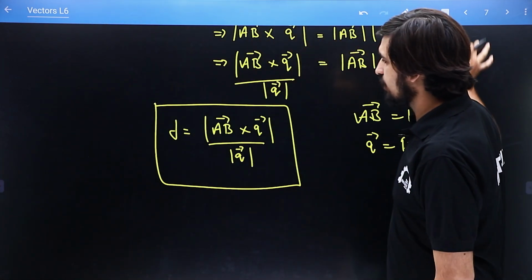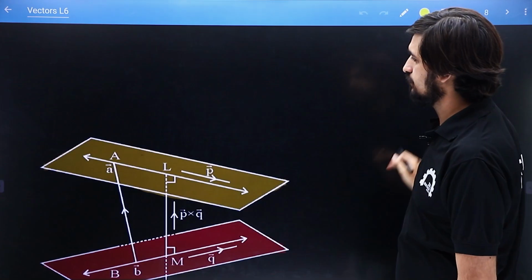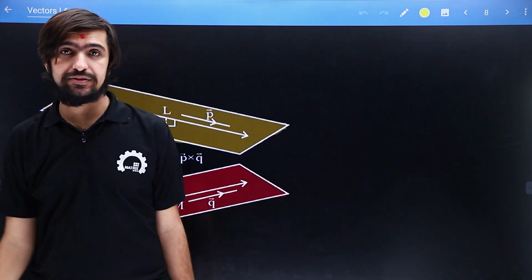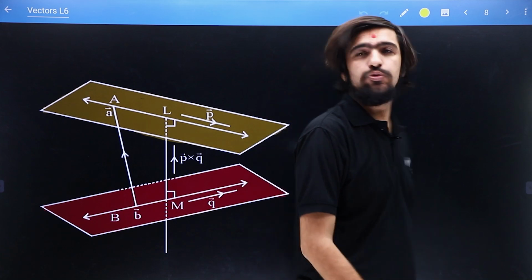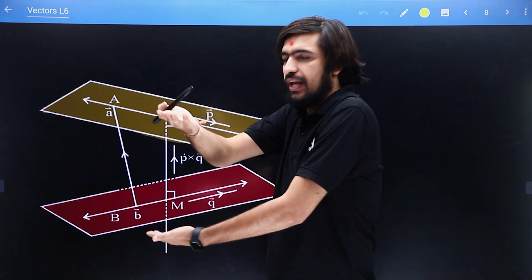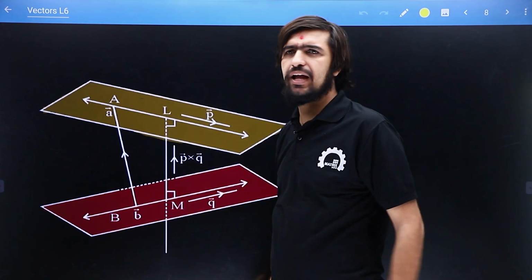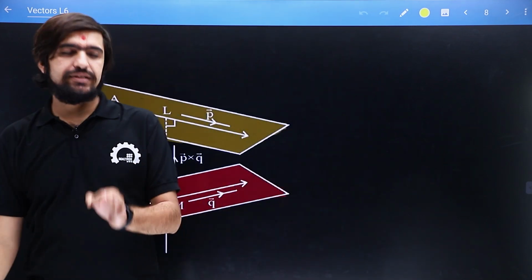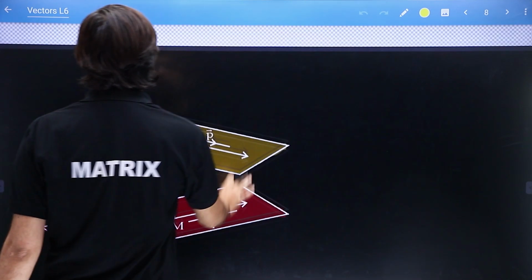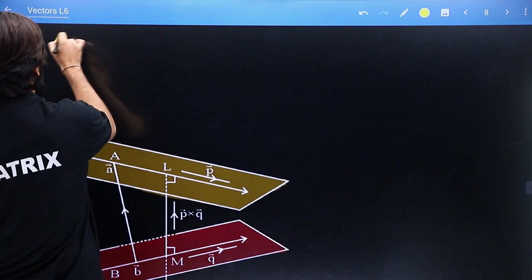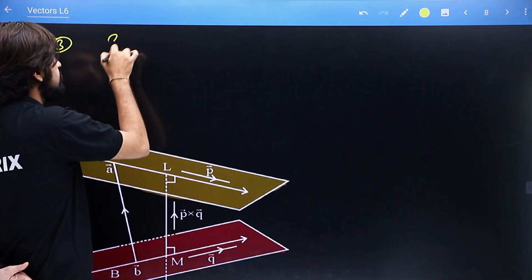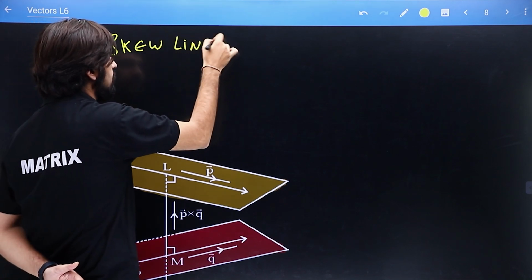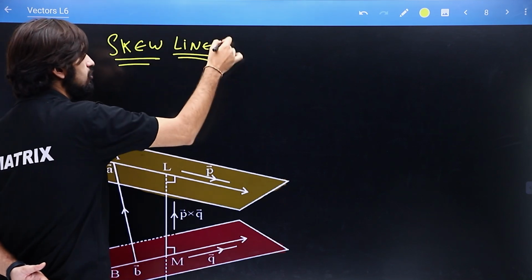Now the problem starts from here. What if the lines are like this? These are two different planes. You can take two copies, put them like this, and rotate. One line is in one plane, another is in another plane. That means both lines are neither intersecting nor parallel. That means they are skew lines. Both lines are skew lines.